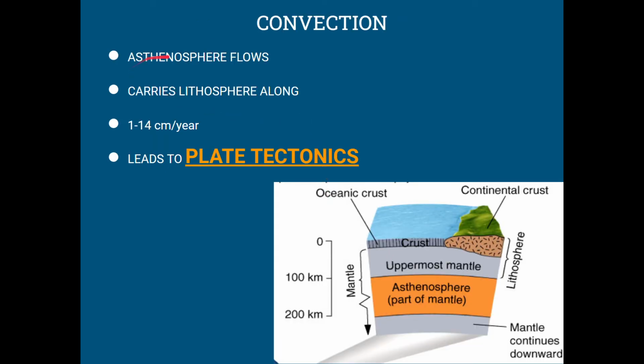So the asthenosphere flows around ever so slowly. It carries the lithosphere along, it pushes it along, at a speed of about 1 to 14 centimeters a year. That's about as fast as your fingernails grow. I think your fingernails grow at about, it depends per person, but it's about 5 or 6 centimeters a year, I think. And we call this motion, the way the lithosphere floats on the asthenosphere, plate tectonics.